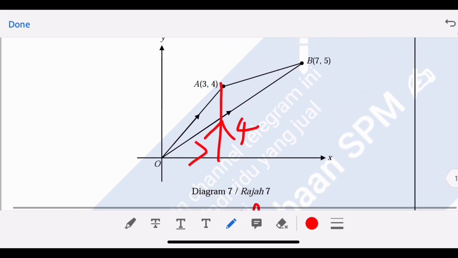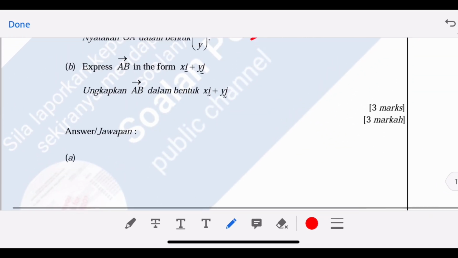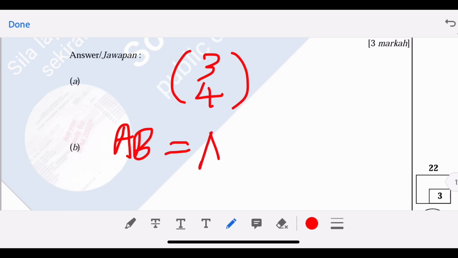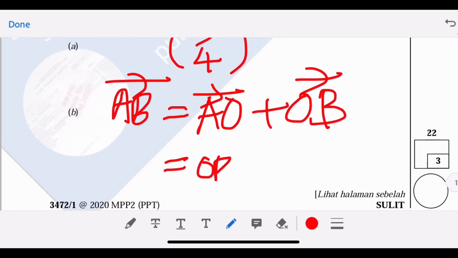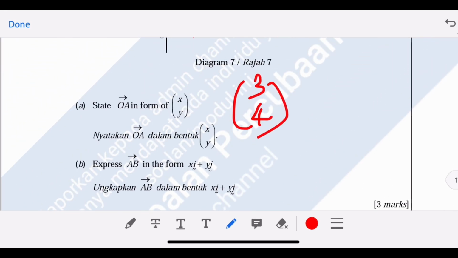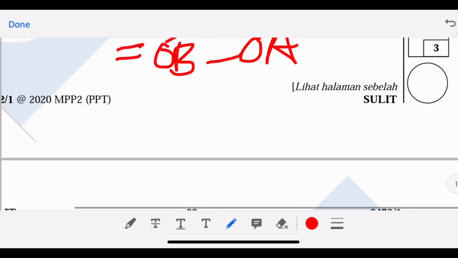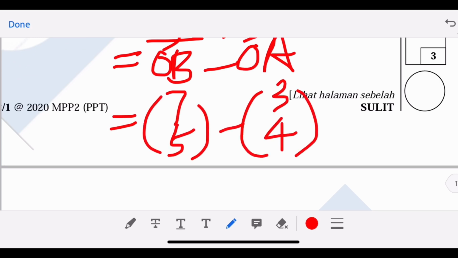And you're also asked to write the vector AB. If you want to write vector AB, since you are given the points, you can actually use a matrix if you want, but you have to write the triangle law. AB equals AO plus OB. The AO you need to reverse because you are given OA, so normally we write it as negative OA. So we will substitute the points into the vectors. We can write in matrix form: OB is 7, 5, and then OA is 3, 4.